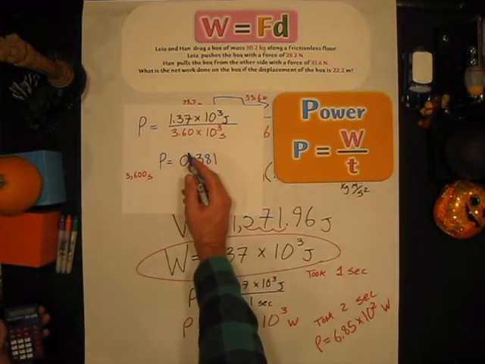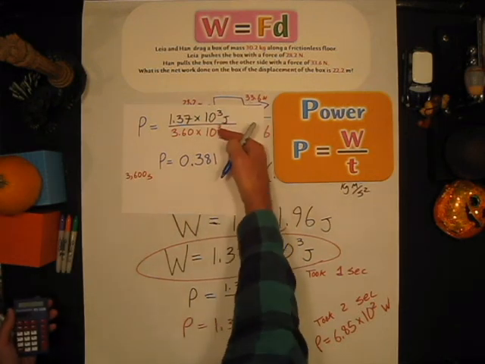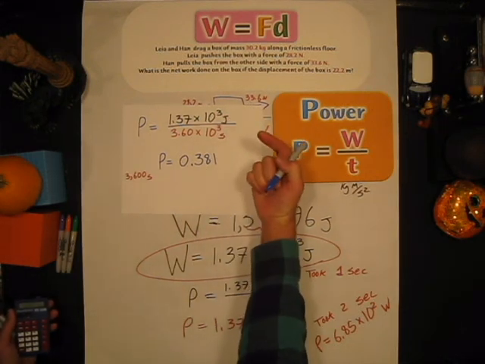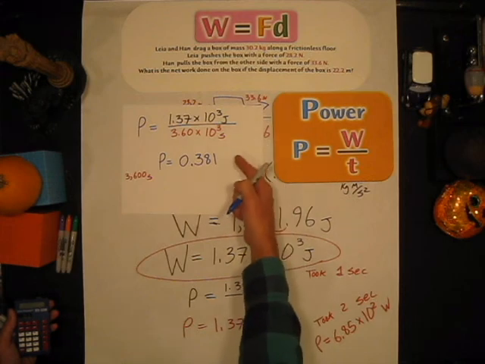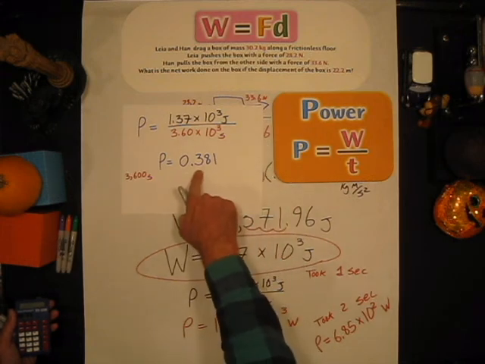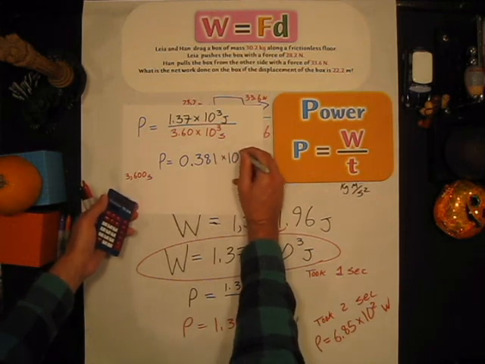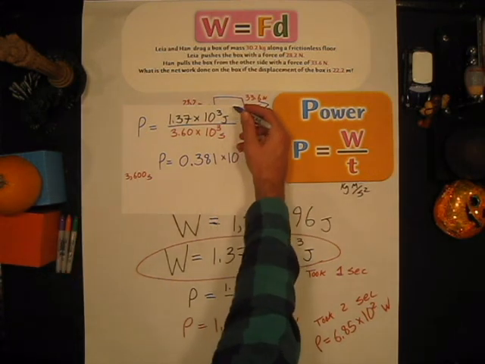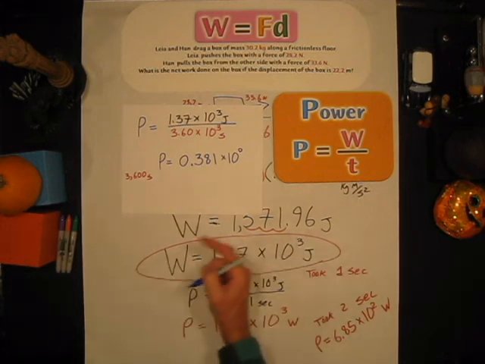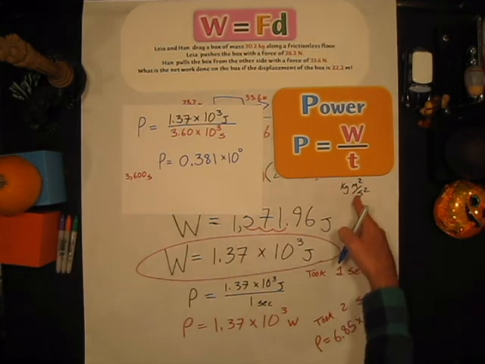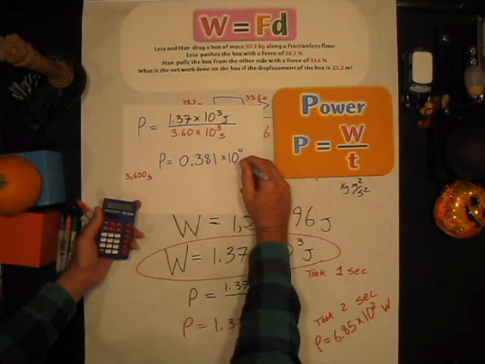And 10 to the third divided by 10 to the third, 3 minus 3 is 0. So this would be times 10 to the 0, but it's actually just this number. I'll keep that so you can see what's happening here, 10 to the 0, and then joules divided by seconds. So that's like kilogram meters squared per second squared divided by seconds. Oh yeah, that is a watt.